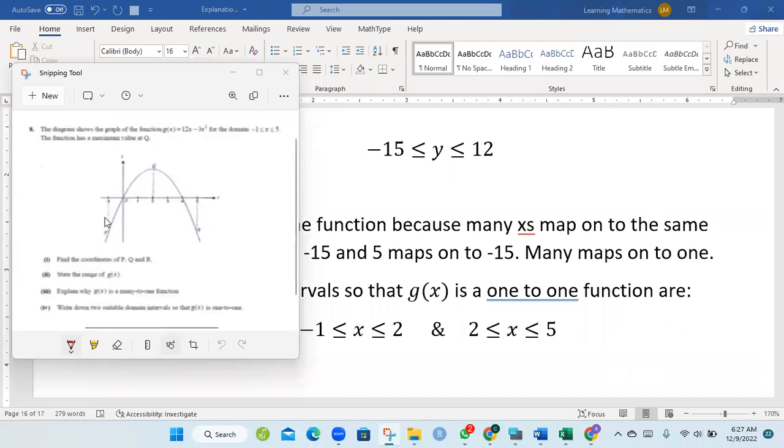As you can clearly see, from negative 1 to 2, you have a one-to-one, that curve that goes up there and it stops there. It does not come back down yet, it just ends right there. So that's a one-to-one. And x from 2 to 5 is another one-to-one function.